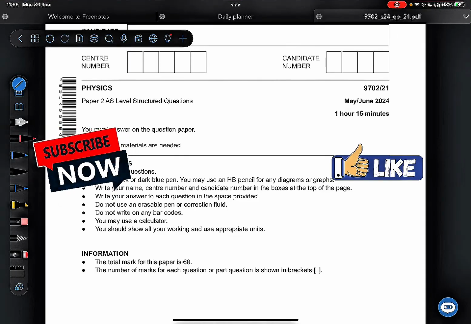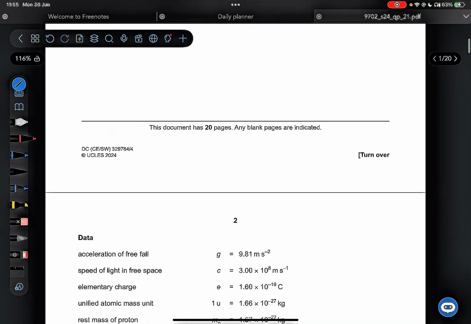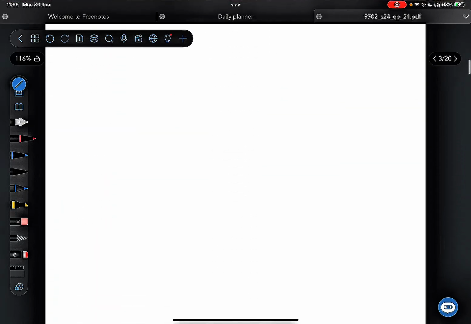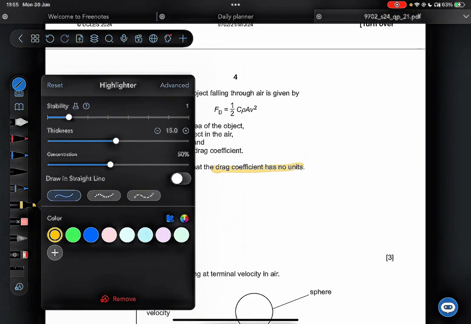Welcome. Today we're going to be doing question one of May-June 2024, paper 2 on physics. So, question one starts and goes as thus. It says, use the SI unit to show that the drag coefficient has no unit. So this is the main statement here: that the drag coefficient has no unit.